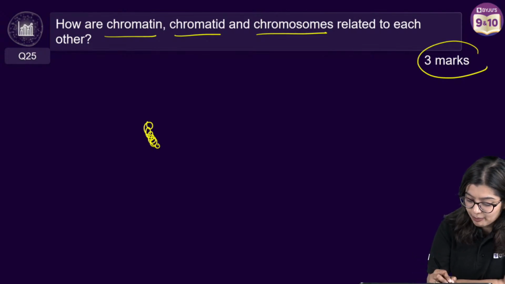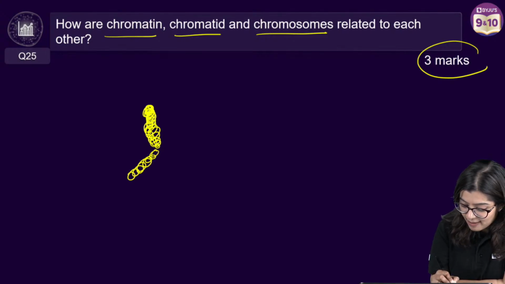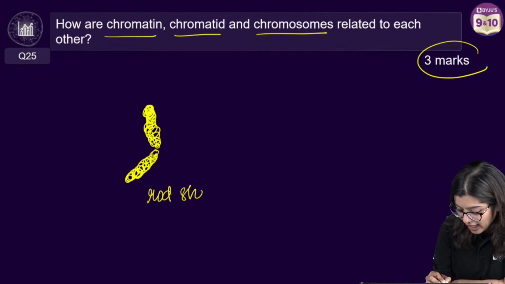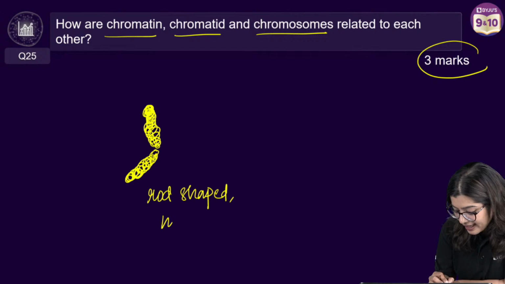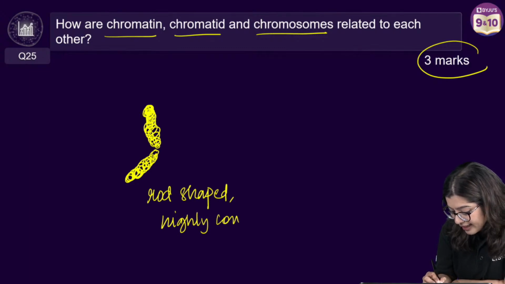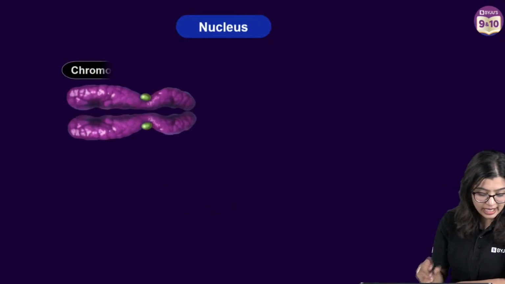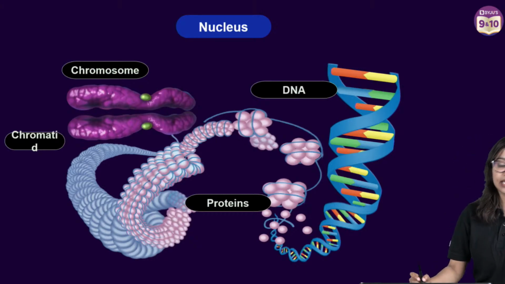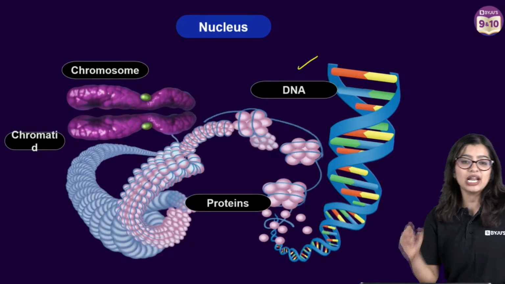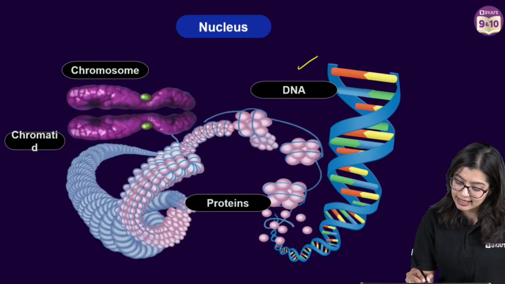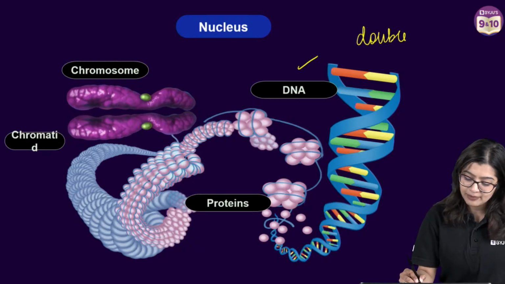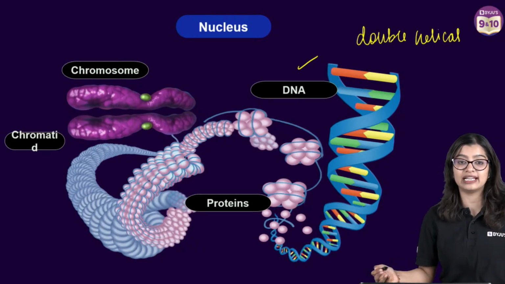See, I'll do a very simple diagram. I have a complicated diagram with me, but I'm going to make it easy, okay? Chromosomes are basically rod-shaped structures, so we see that they are rod-shaped, highly condensed form of the genetic material. Now, in our body, the genetic material is DNA, right? And naturally, DNA is a double helical structure, so this is a double helix.